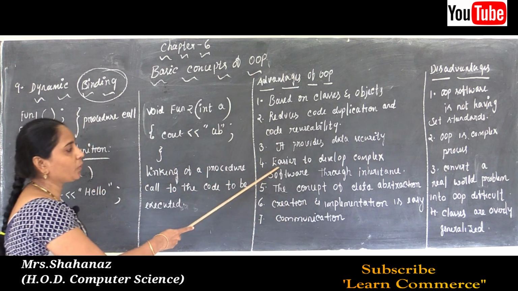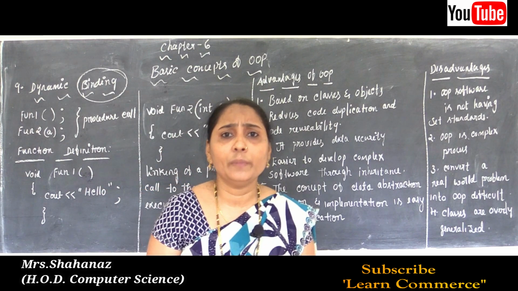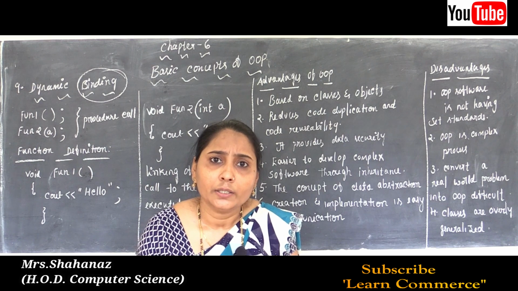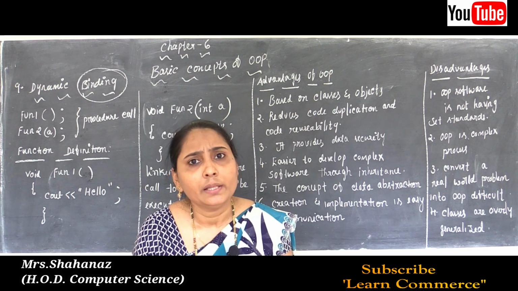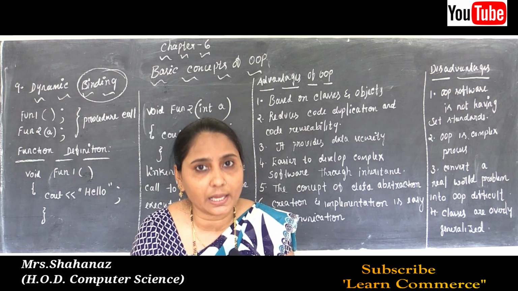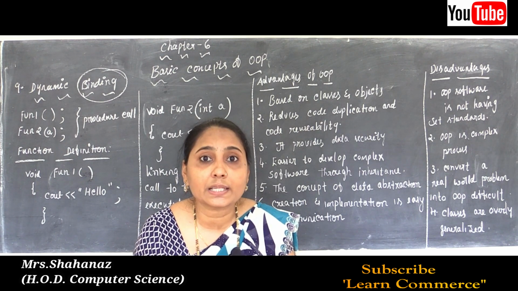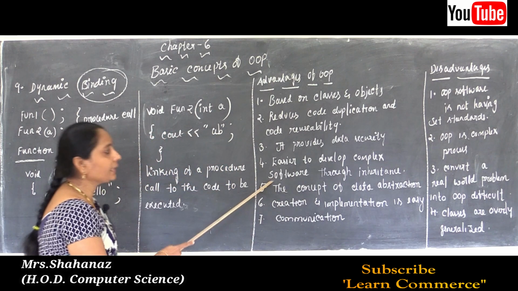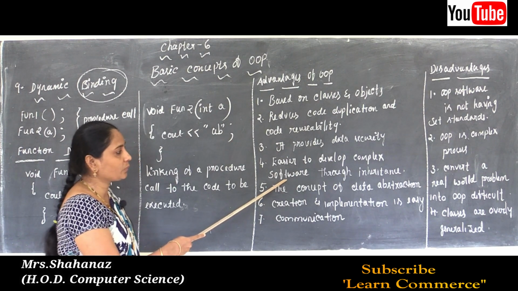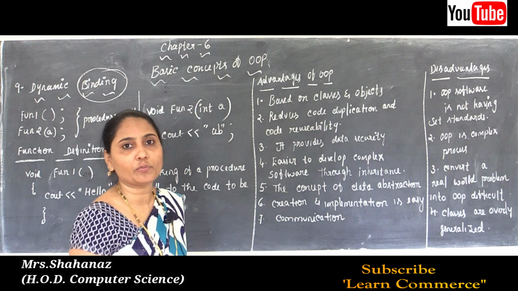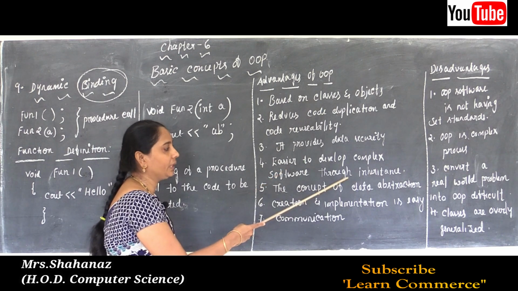The next one is that it is easier to develop complex software through inheritance. We know the meaning of inheritance. Inheritance is the process of forming a new class just by using an existing class. How do we construct a new class? The new class is constructed by using a base class. So we can say it is easier to develop complex software, whatever program you want to form, just by using the concept of inheritance. Such an advantage is called easier development of complex software through inheritance.